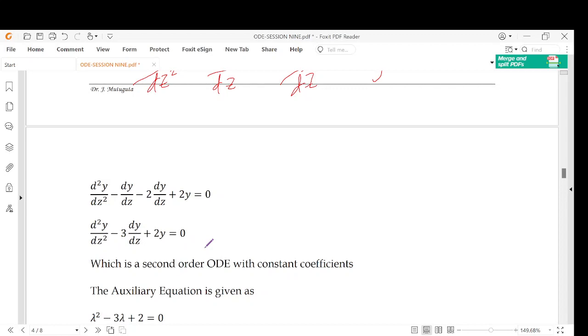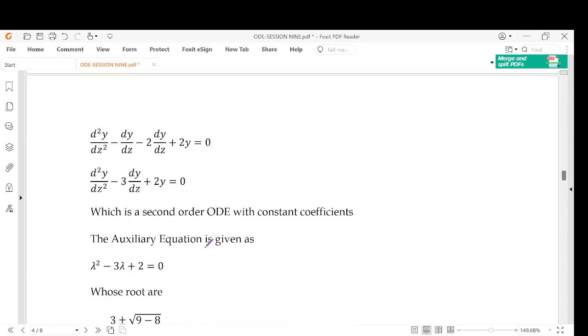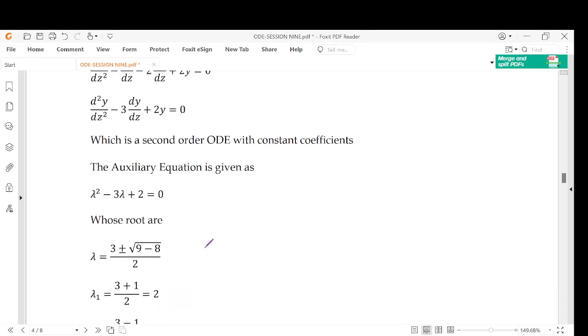This one is a second order ODE with constant coefficients. And notice that this differential equation is homogeneous. So to solve this differential equation, we just need to get the characteristic equation, solve the characteristic equation, and then we can write the general solution. The characteristic equation we have is lambda squared minus 3 lambda plus 2. This is a quadratic equation.